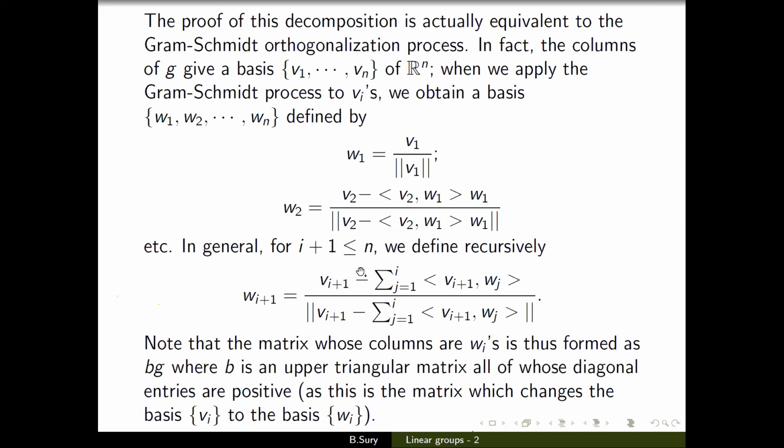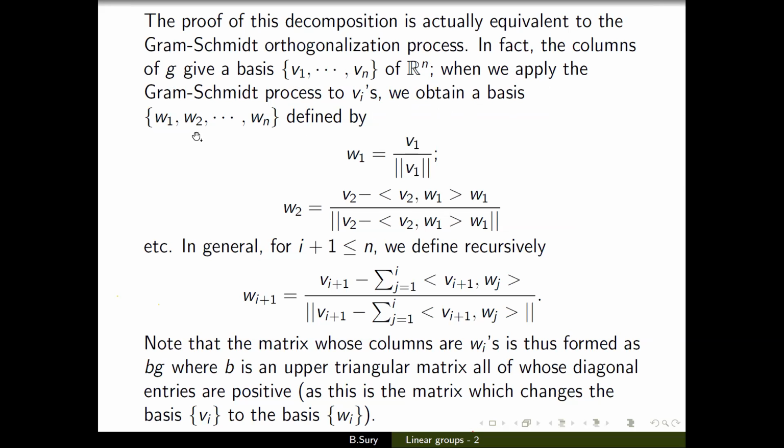It's like a full page I've given, but it's a very trivial and well-known thing, all of you know. So this proof of the decomposition is actually equivalent to the process that one calls the Gram-Schmidt orthogonalization process. So look at your matrix G. You are given a matrix G which is invertible. So it means the columns of G, Ge1, Ge2, ..., Gen, form a basis of Rn. G is a general invertible matrix, so it's a general basis. What we want to get is an orthonormal basis.